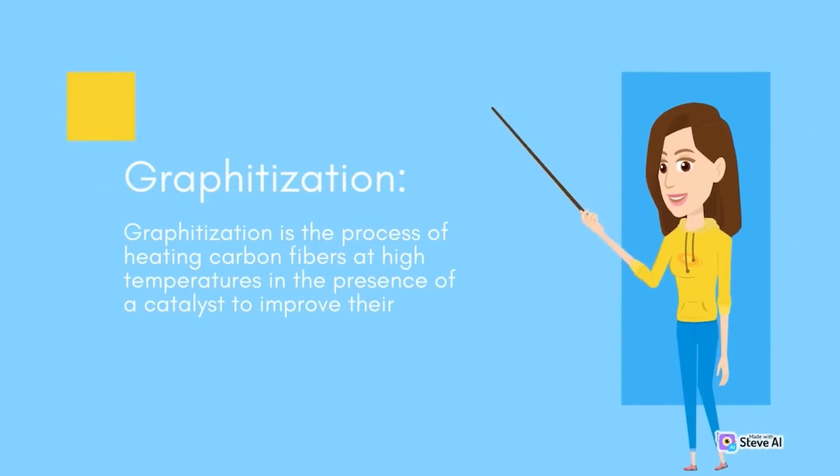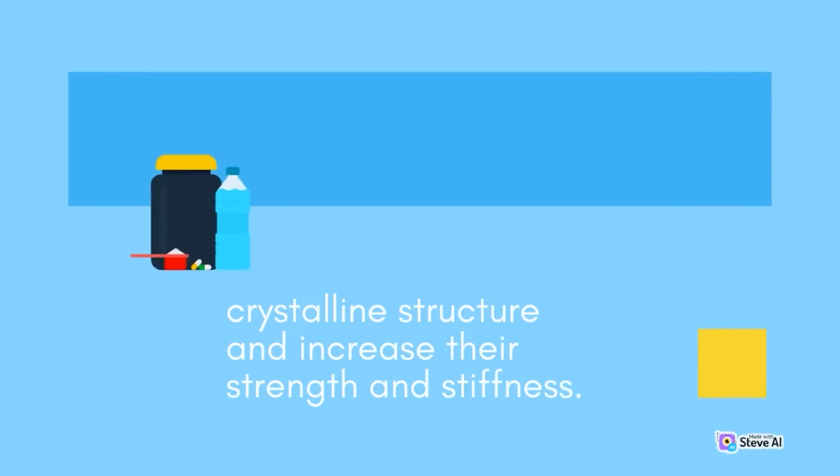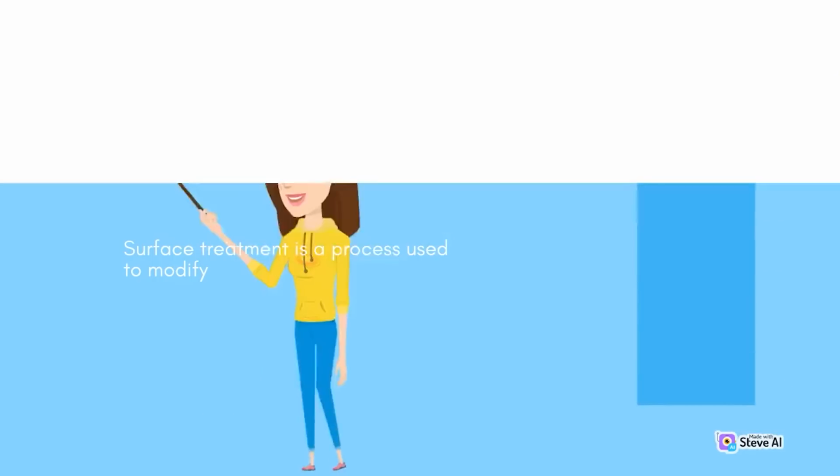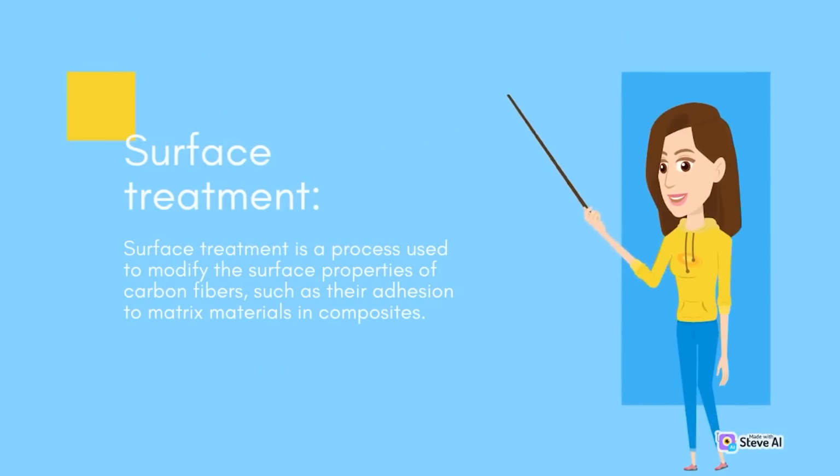Graphitization. Graphitization is the process of heating carbon fibers at high temperatures in the presence of a catalyst to improve their crystalline structure and increase their strength and stiffness. Surface treatment. Surface treatment is a process used to modify the surface properties of carbon fibers, such as their adhesion to matrix materials in composites.